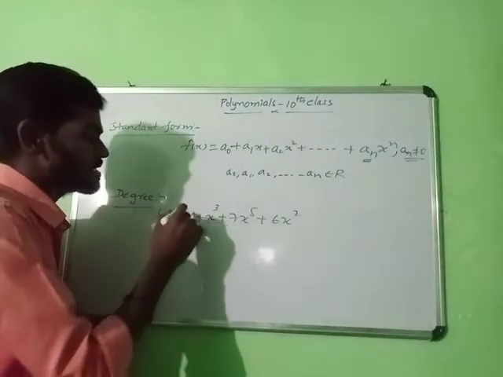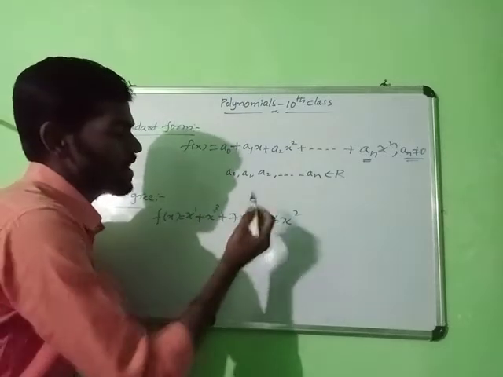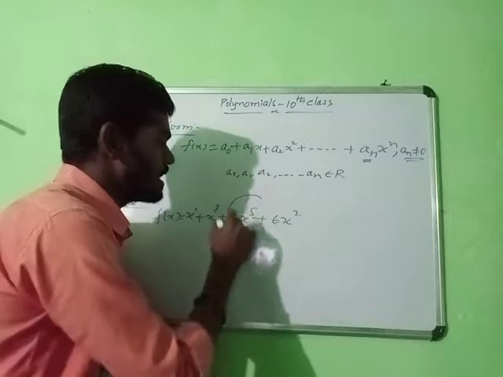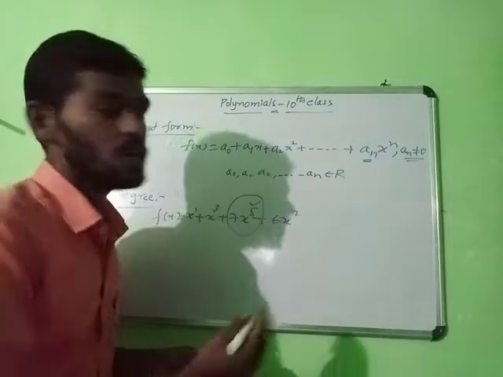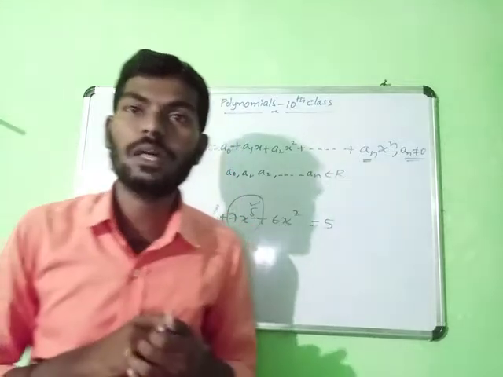Now, what is the degree of the first term? 1. The second term, 3. The third term, 5. The fourth term, 2. In which term is the degree highest? See, this term has degree 5. So what is the degree of the polynomial? The degree of the polynomial is 5.